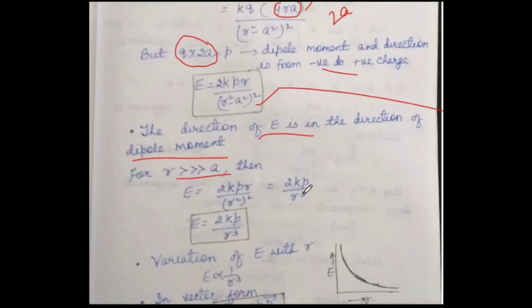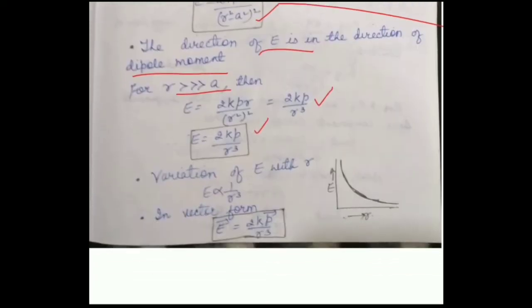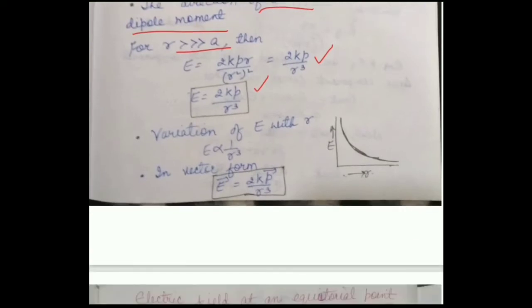One R is cancelled here, you get 2Kp by Rq. This is the expression for electric field intensity, twice Kp by Rq. So you must remember this one, it's very important. It must come in the exams, right?